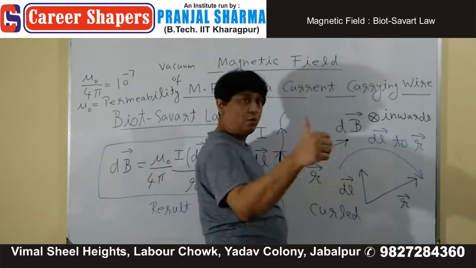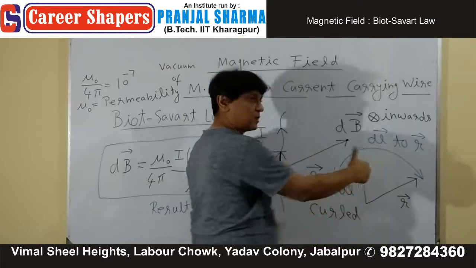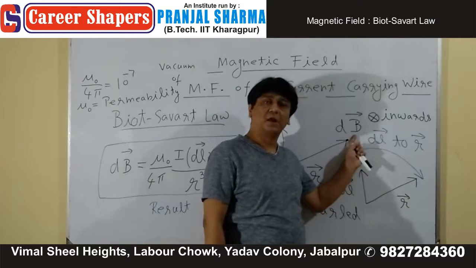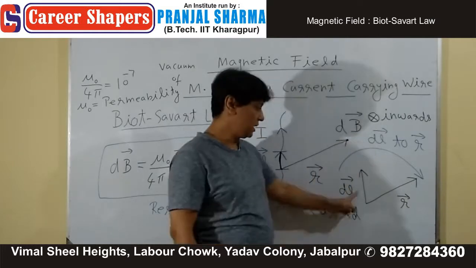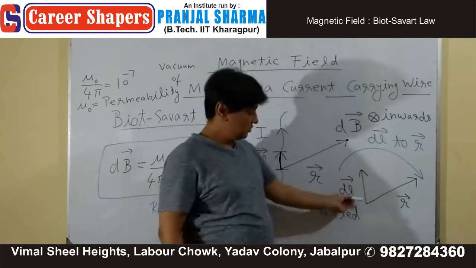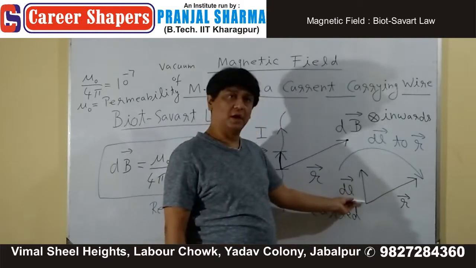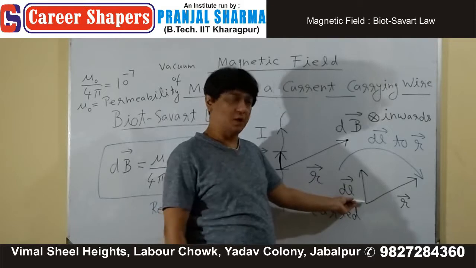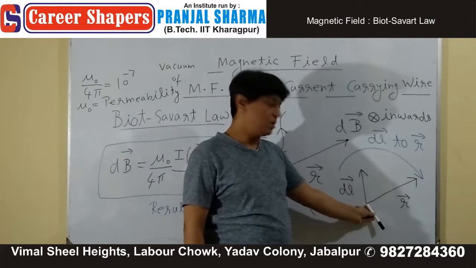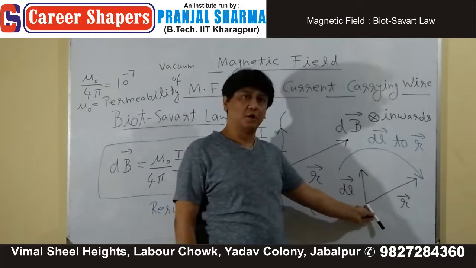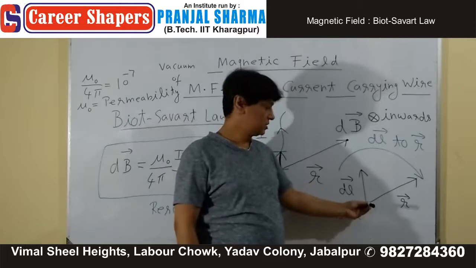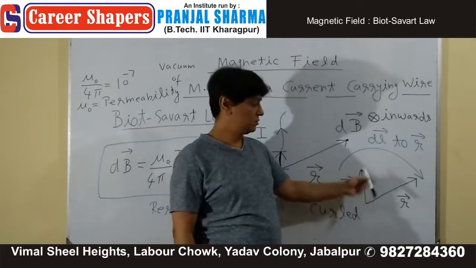Now you cannot hold your thumb like this, because whatever is the direction of magnetic field, it is perpendicular to dl as well as r. This is perpendicular to dl, but it's not perpendicular to r. This is perpendicular to r, but it is not perpendicular to dl. So what is that which is perpendicular to both?